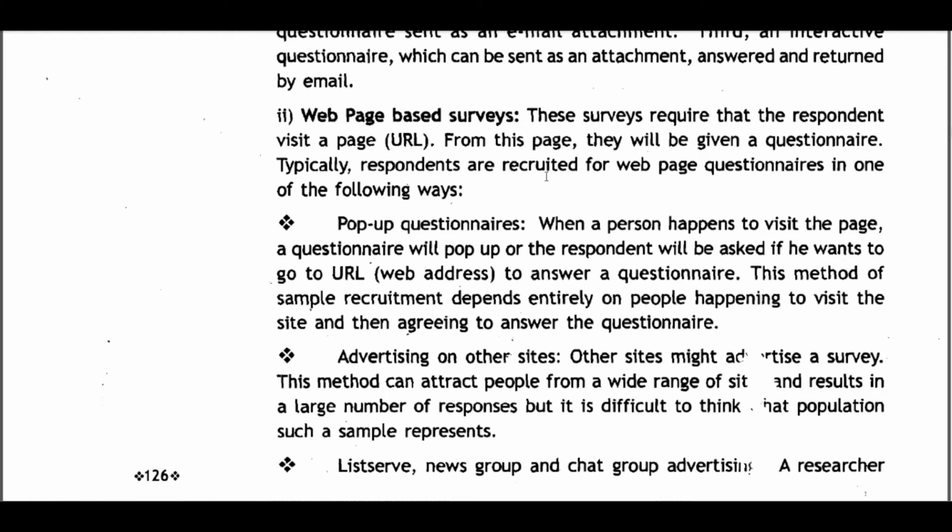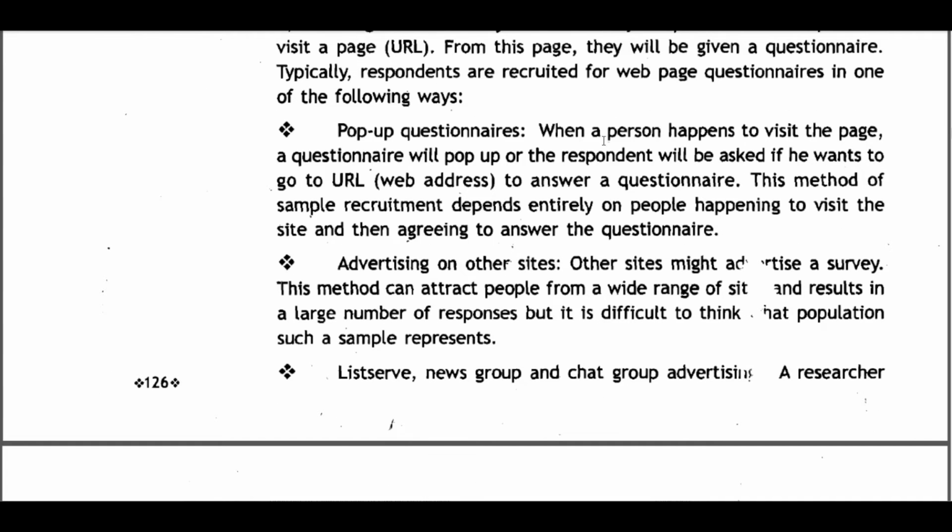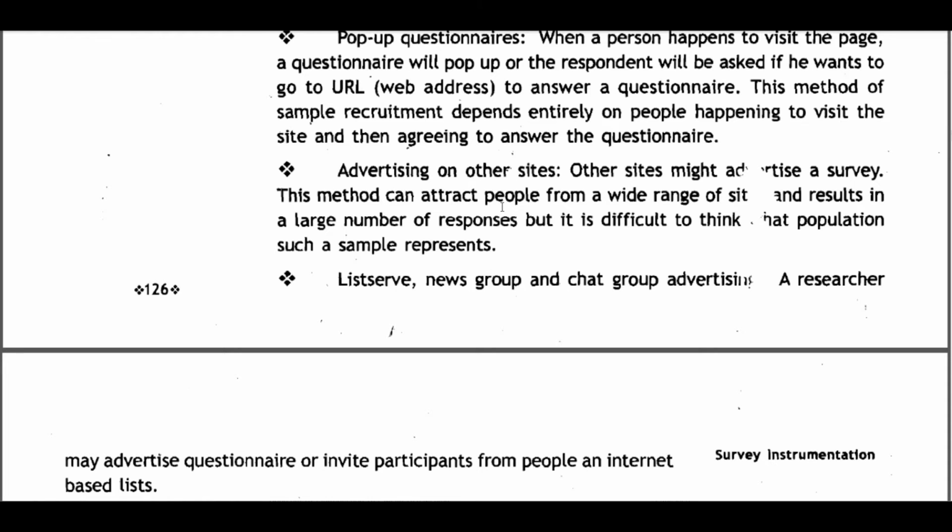Typically respondents are recruited for web page questionnaires in one of the following ways. Pop-up questionnaires. When a person opens a web page, a questionnaire will pop up, or the respondent will be asked if he wants to go to a URL to answer a questionnaire. This method of sample recruitment depends entirely on people happening to visit the site and then agreeing to answer the questionnaire. Advertising on the sites. Others might have advertised for the survey. This method can attract people from a wide range of sites and result in a large number of responses, but it is difficult to think what population such a sample represents.